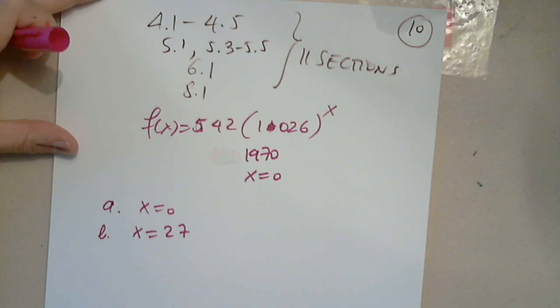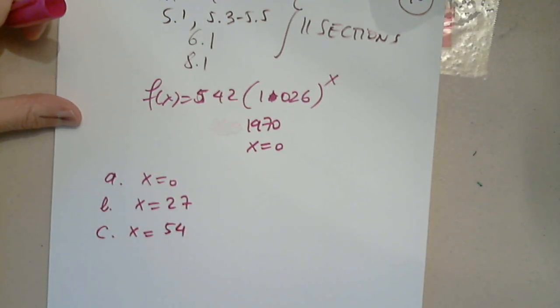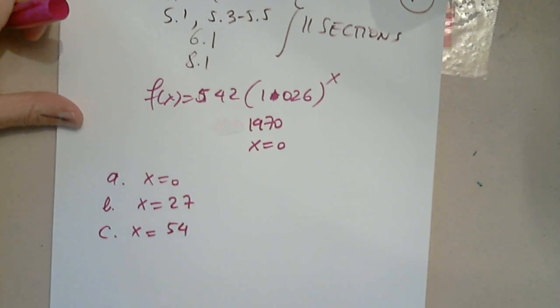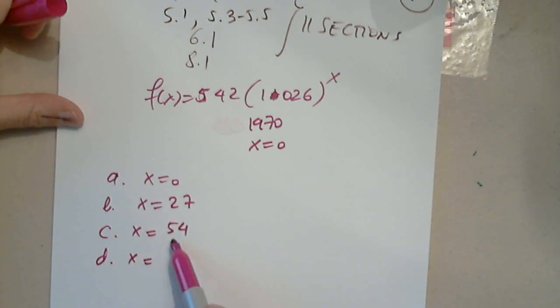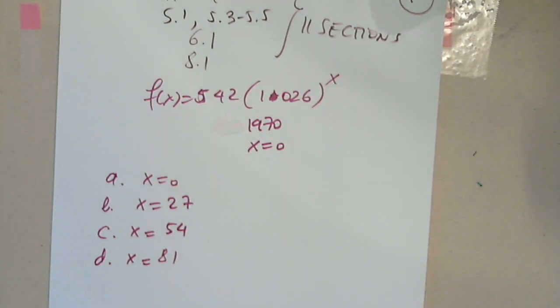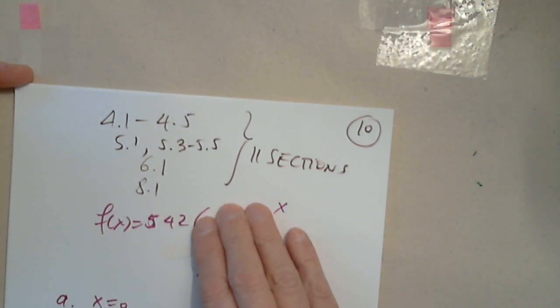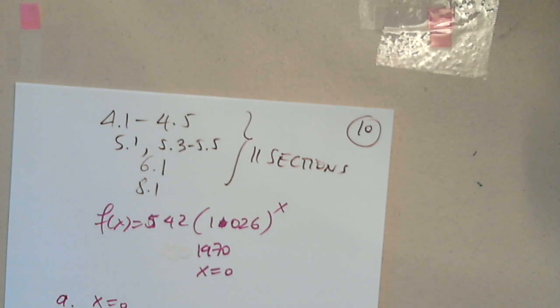Then they want in 2024. So that's 54 years. And what else? And 2051. So that's another plus 27, correct? 81. Good. I'm not going to do this by hand, of course. 0 is fine. For 0 is definitely clear. This raised to 0 is 1. So the answer is 542 million. F of 0, 542 mil.